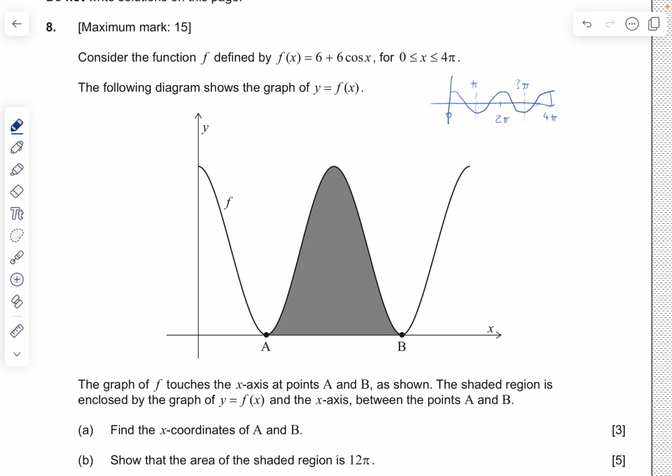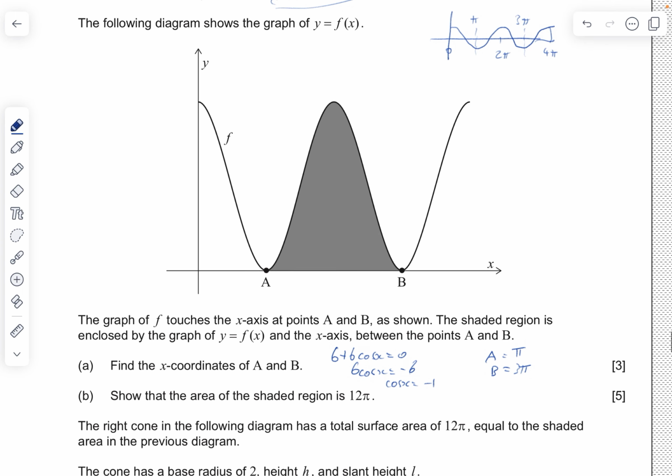These are points on a graph, so use f of x. So we've got 6 plus 6 cosine x equals 0, which gives me 6 cosine x equals negative 6, so cosine x equals negative 1. Oh look, we're looking at a cosine graph. Here's negative 1, and it meets at pi and 3 pi, so we were correct. So A is the first one, equals pi. B is the second one, equals 3 pi.